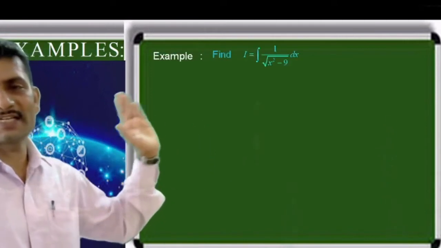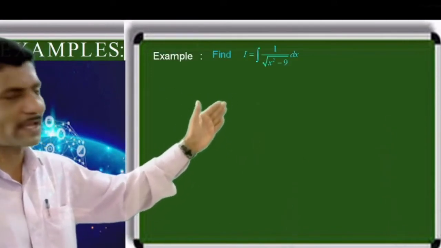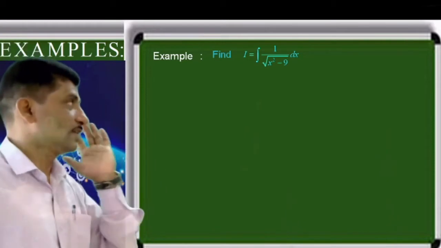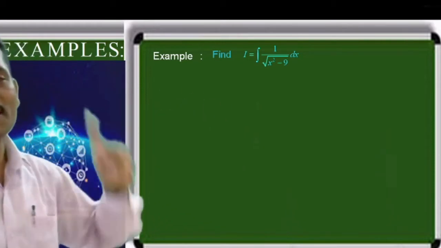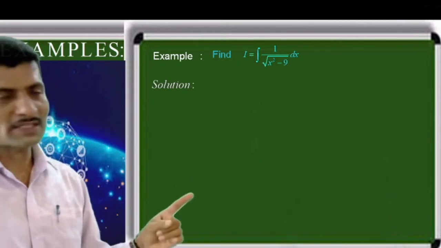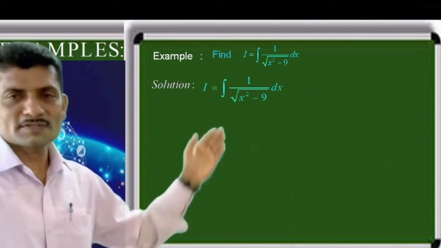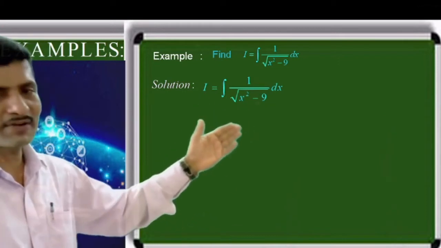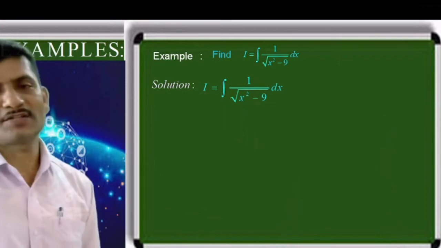Find the integral of 1 divided by root of x squared minus 9 dx. It is a standard formula of the form x squared minus a squared, and the result is a log. Let I be the given integral, 1 divided by root of x squared minus 9 dx.